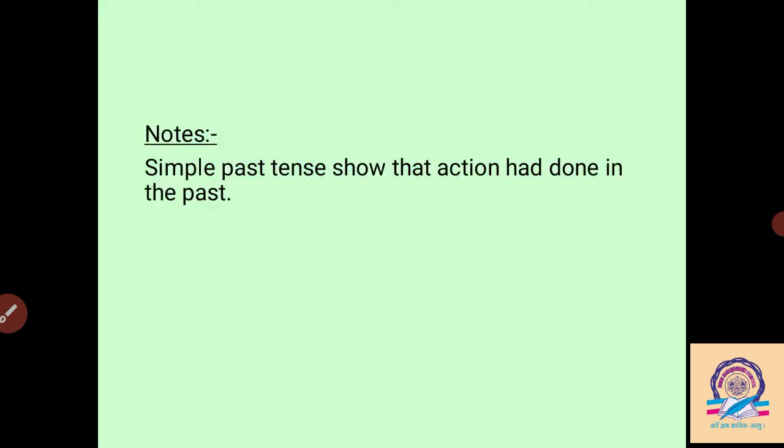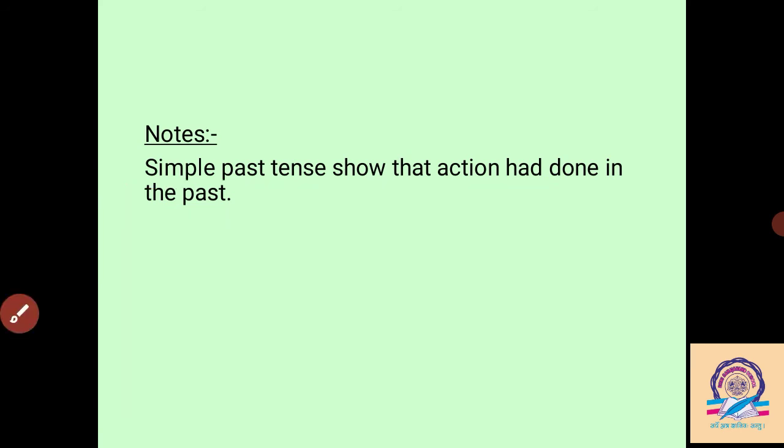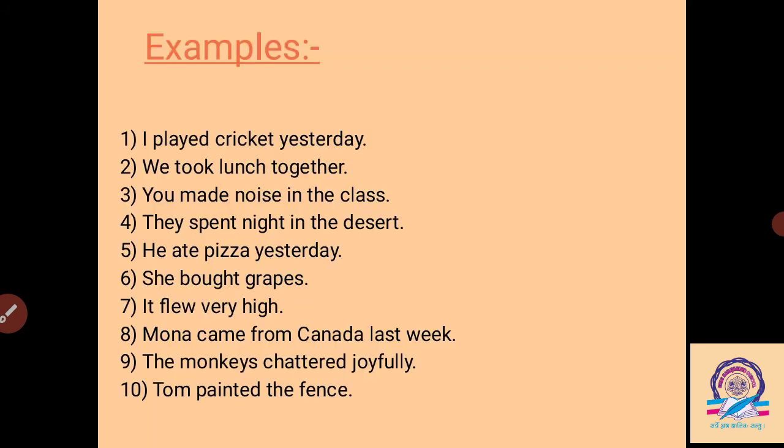Then an important note is given here. In the simple past tense, the action was done in the past. It means the work is already finished. Whatever action we are speaking about now, at the time of speaking the work is already finished. So we use the simple past tense, because that work is already finished in the past.